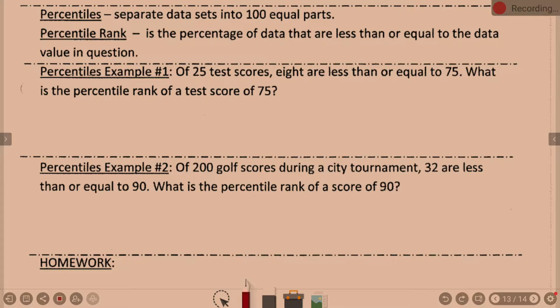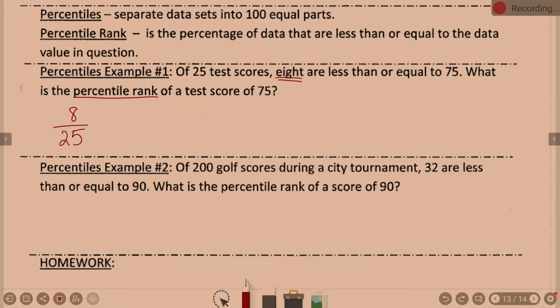Of 25 test scores, 8 are less than or equal to 75. What is the percentile rank of a test score of 75? Okay, so we're being asked for percentile rank of a test score of 75. Well, what do we know? 8 of them are less than or equal to 75, and 8 out of how many? 25. So we're basically looking at 8 out of 25.